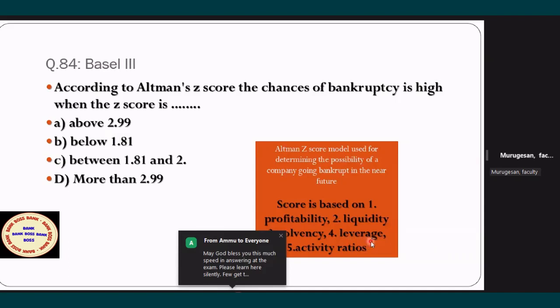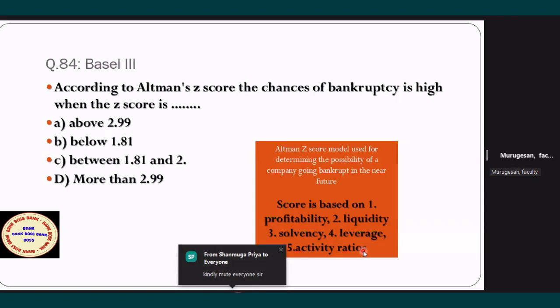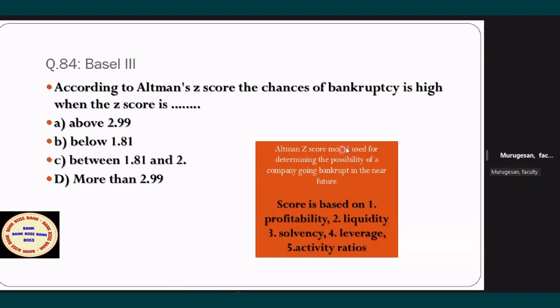Okay, yes. Leverage means taking loans left and right, over-borrowing. Then the activity ratio, that is the turnover ratios. A high level of inventory, a high level of book debts, a high level of loans. All these negative features, like the debt equity ratio, will ultimately kill the unit. So the ultimate Z-score is based on 5 parameters that you should remember. The formula is very complicated, don't worry.